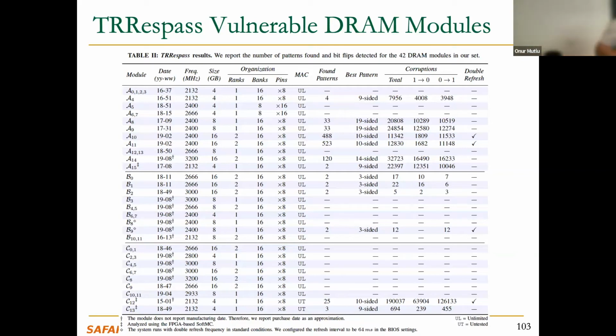Sure. What percentage of bits have a memory problem? A lot, actually.